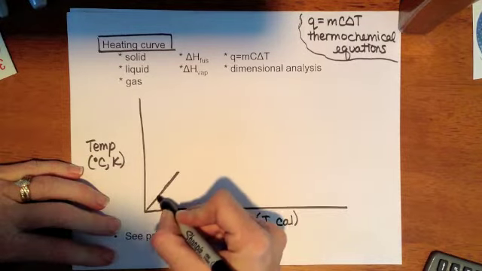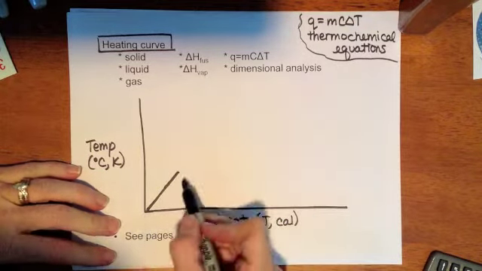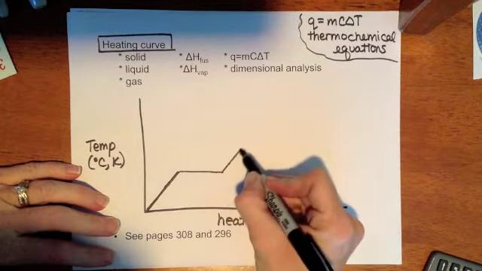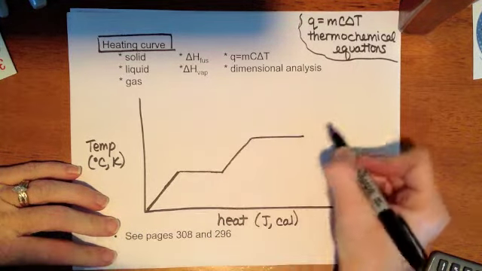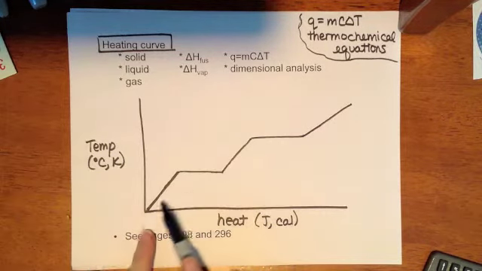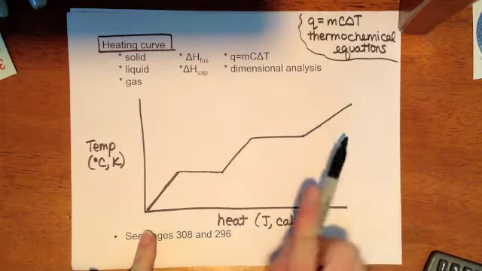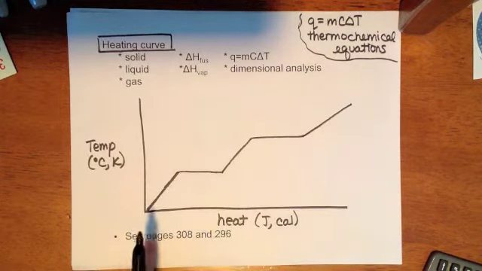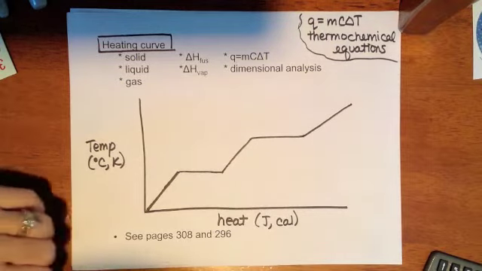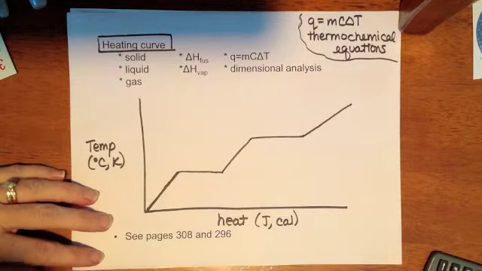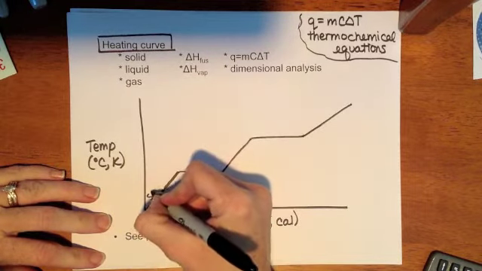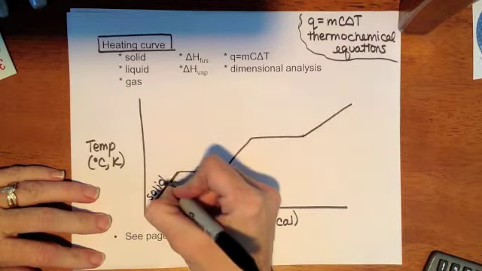You're going to notice there's no curve to the heating curve. It is a slanted line, a flat line, a slanted line, a flat line, and another slanted line. The lengths of these lines and the degree of the slant all depend on the substance. So this is just a general graph. In this first slanted region is where you'll find your solid substance.